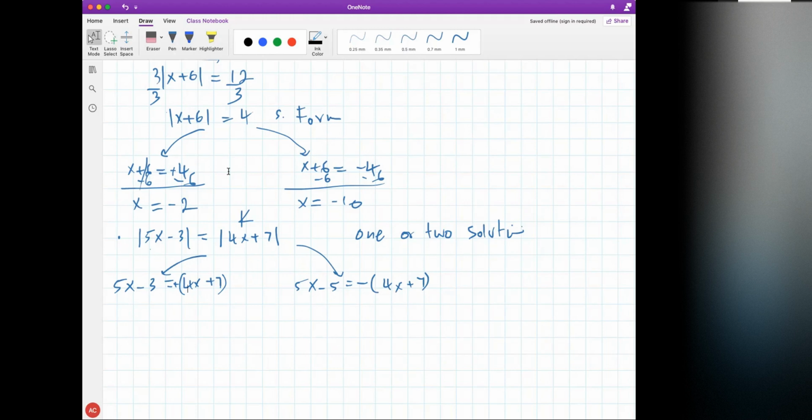Why on the left side it says 5x minus 3, and on the right side it says 5x minus 5? That's just a mistake. 5x minus 3 should be minus 3 here. Nothing changes here. Only thing that changes is this plus into a minus. Go ahead.